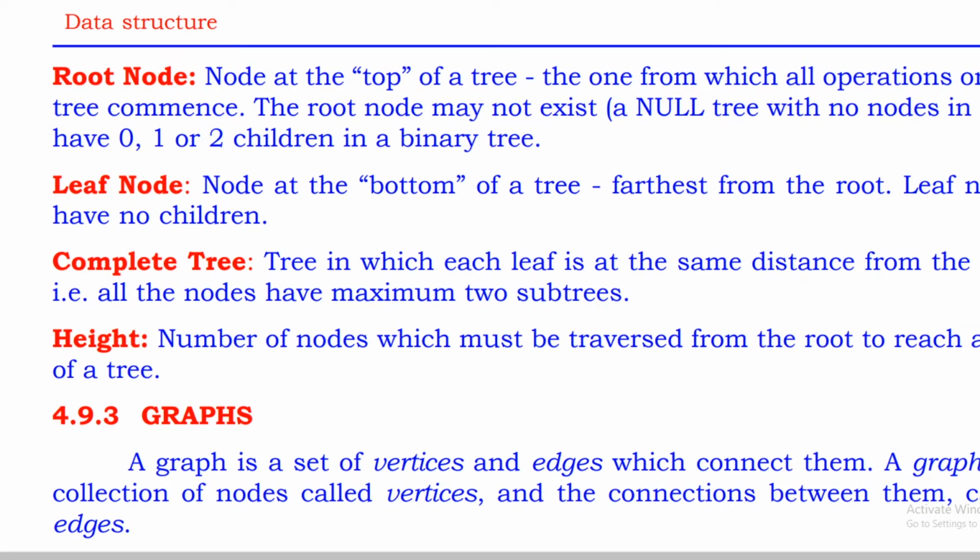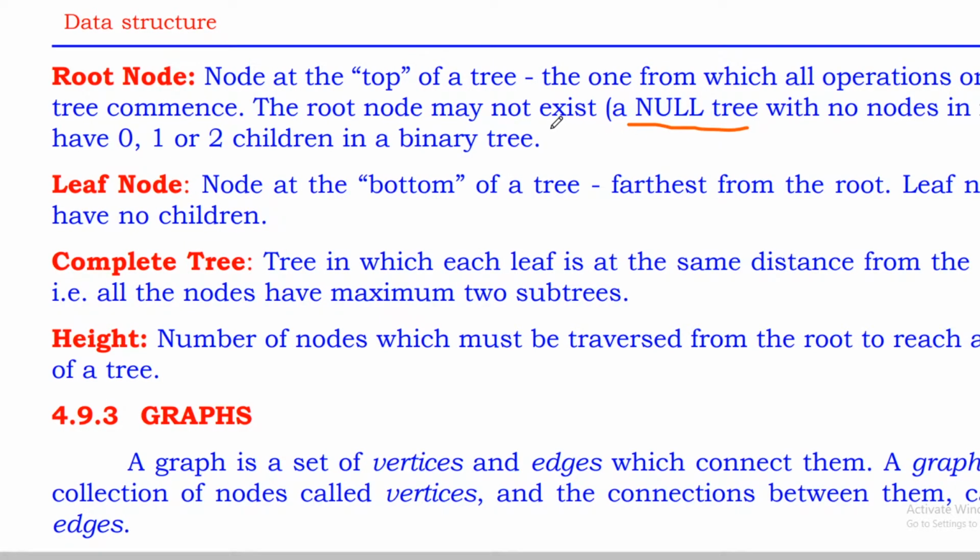Let us learn about what a root node is. A node at the top of the tree, the one from which all operations on the tree commence, is called the root node. The root node may not exist. If there is no root node, such a tree is called a null tree, or a tree with no nodes in it. We have degree 0, 1, or 2 children in a binary tree. An empty tree is an example of a binary tree, or it can have at most 1 or 2 children in a binary tree.